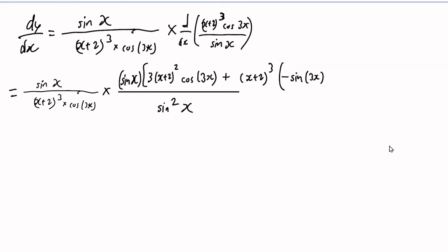But what else is missing? I still need to times. Are you following? Still need to times what? Is it 3? Yes, because 3x, chain rule. Okay. Is it clear?